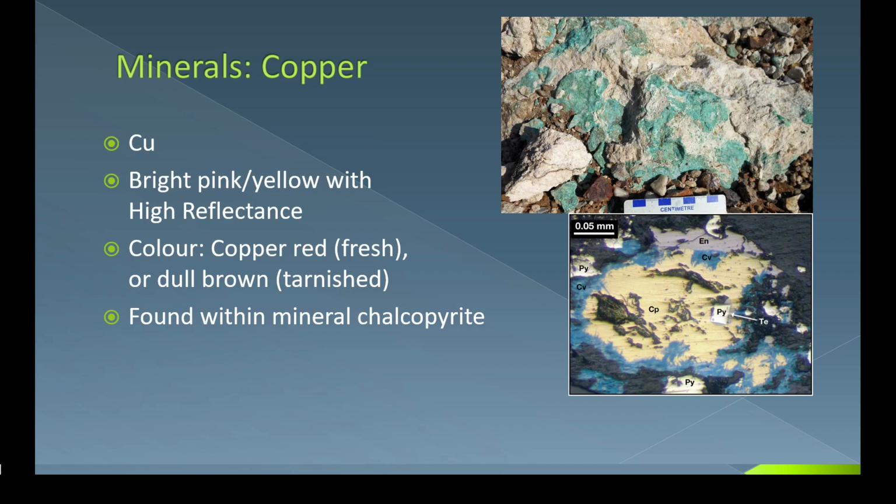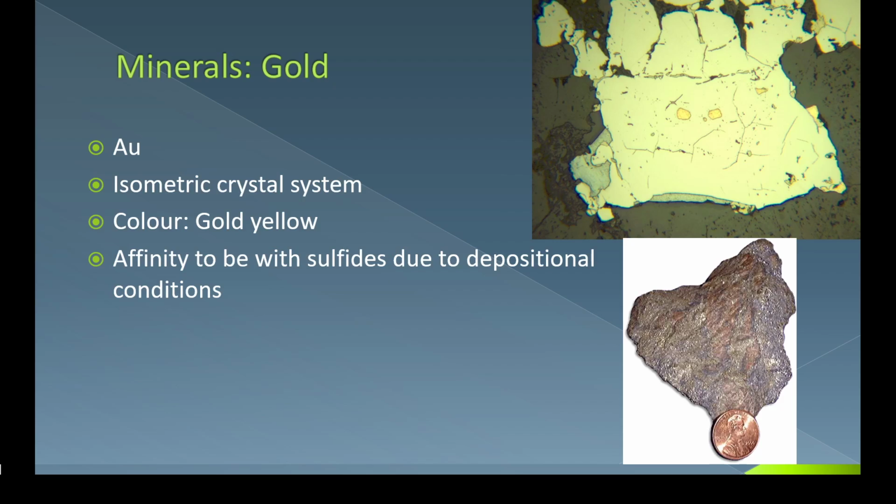So the different metals that we are finding in the porphyry type deposits primarily include copper. This copper has a bright pink or yellow color with high reflectance. The color in hand sample can be copper red when it's fresh, or dull brown or bluish if it's oxidized. This copper is primarily mined in chalcopyrite and then separated through chemical reactions.